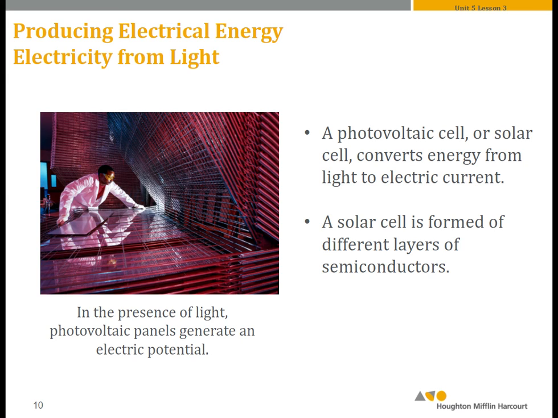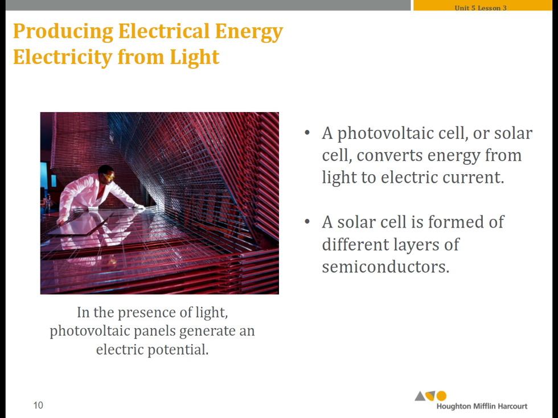A solar cell is formed of different layers of semiconductors. Semiconductors are special, well, not that special. They're elements that are in between metals and nonmetals on the periodic table. They conduct electricity only under certain circumstances. They're used in computers, and the reason is that you can control the electrical conduction more so than you can in a metal. So semiconductors are materials like silicon and germanium.